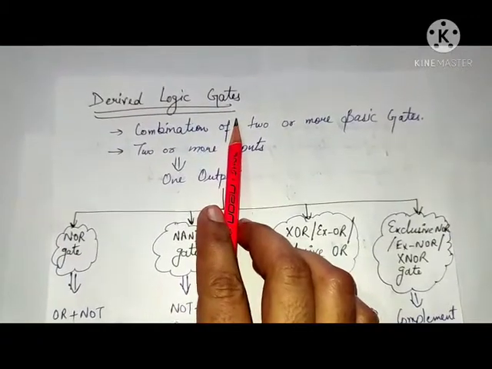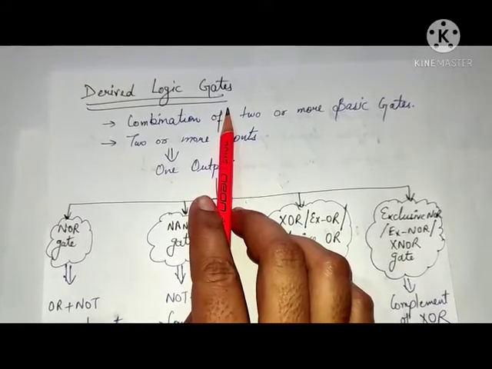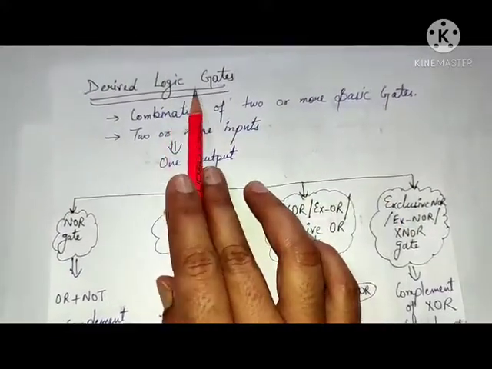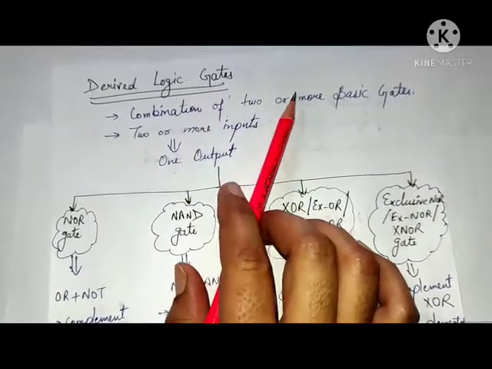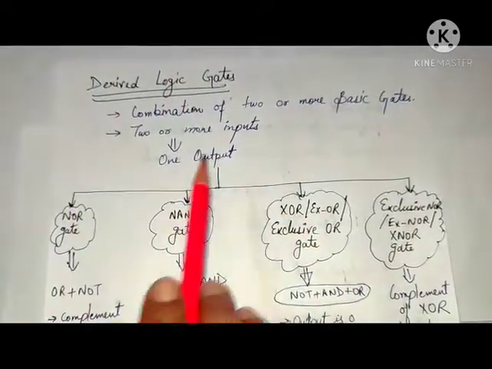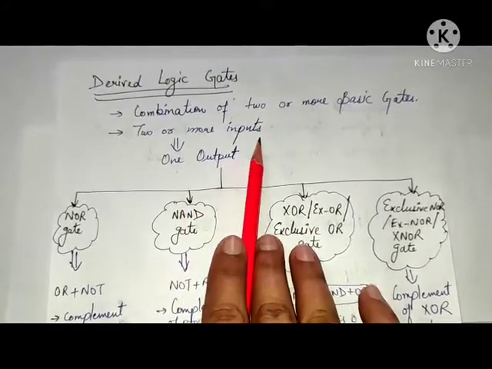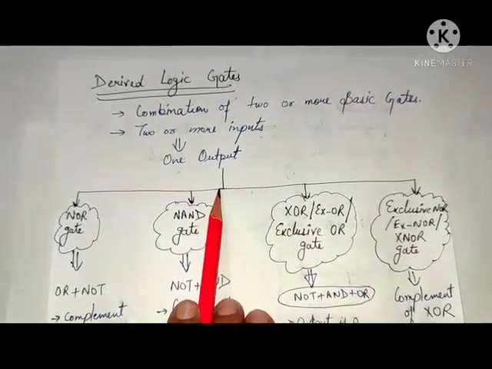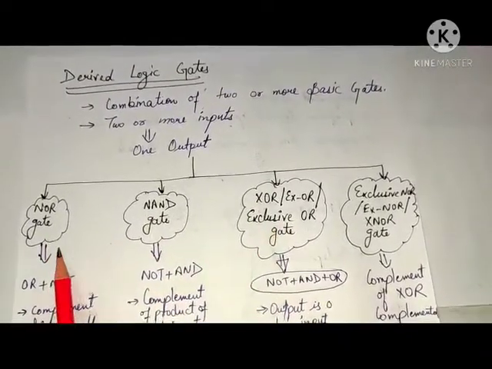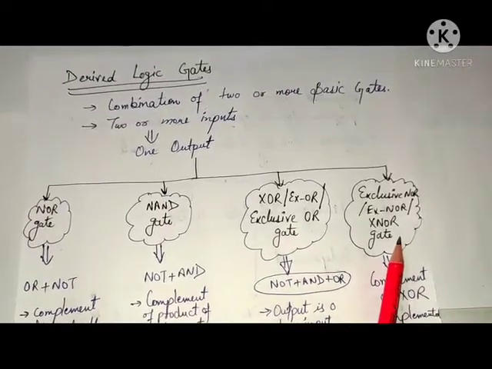Next is derived logic gates. These gates are made with the combination of two or more basic gates. We make these gates by combining two or more fundamental gates that we have covered recently. So that's why these gates are called derived gates. These gates also take two or more inputs and produce one output. There are 4 derived logic gates: NOR gate, NAND gate, XOR gate, XNOR gate.